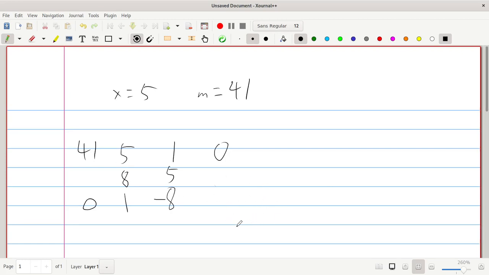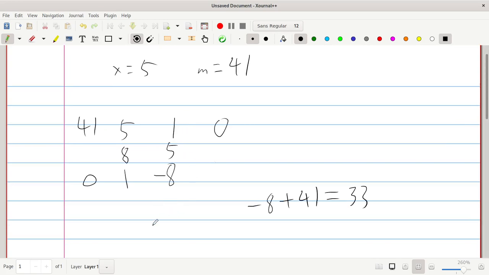So if it's negative, then we just add the modulus, negative 8 plus 41, because when you add the modulus in modular arithmetic, that doesn't really change the number. So negative 8 plus 41 equals 33. So this right here is the inverse. It's the inverse of 5 mod 41.